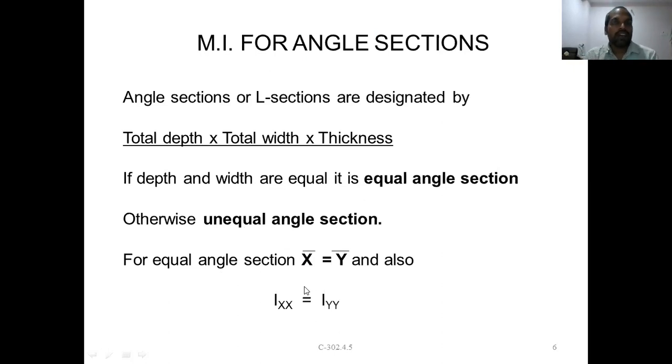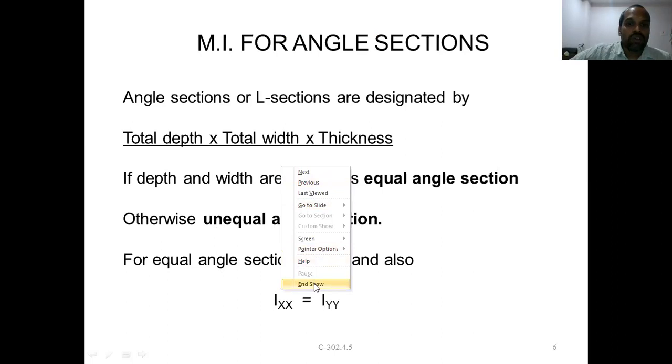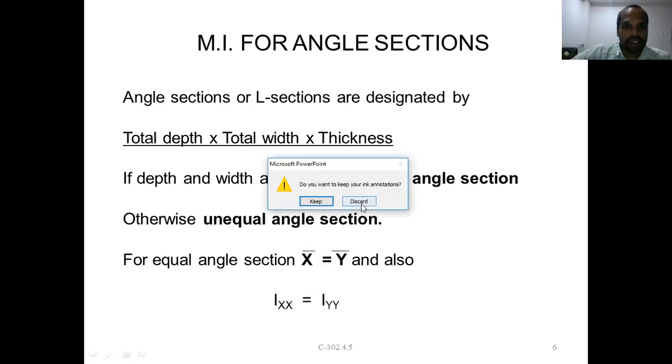No need to calculate Iyy again, no effort is required. Just write that because it is an equal angle section, Ixx is equal to Iyy, and x bar equals y bar. For an unequal angle section, you have to calculate x bar and y bar, as well as Ixx and Iyy. Like this you have to calculate the moments of inertia. In the next class, let us discuss how to calculate the moment of inertia of angle sections. Thank you.